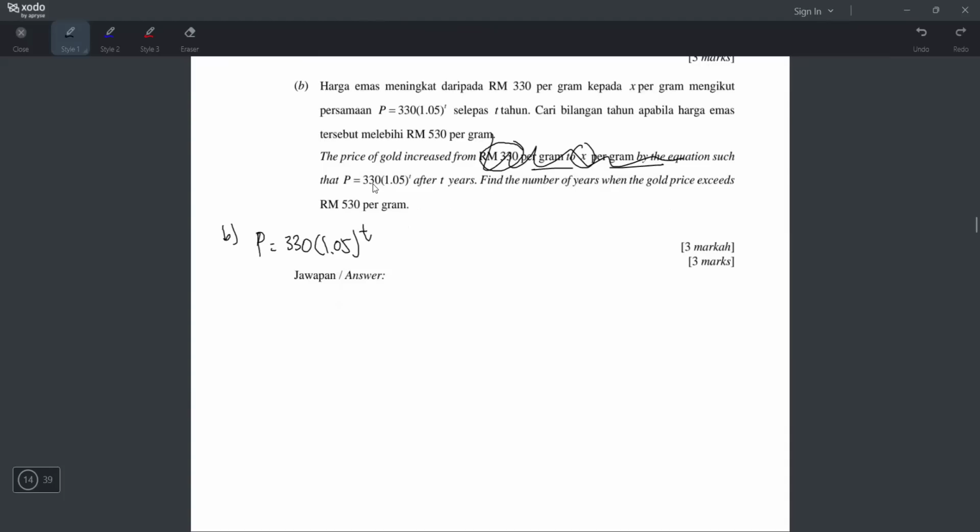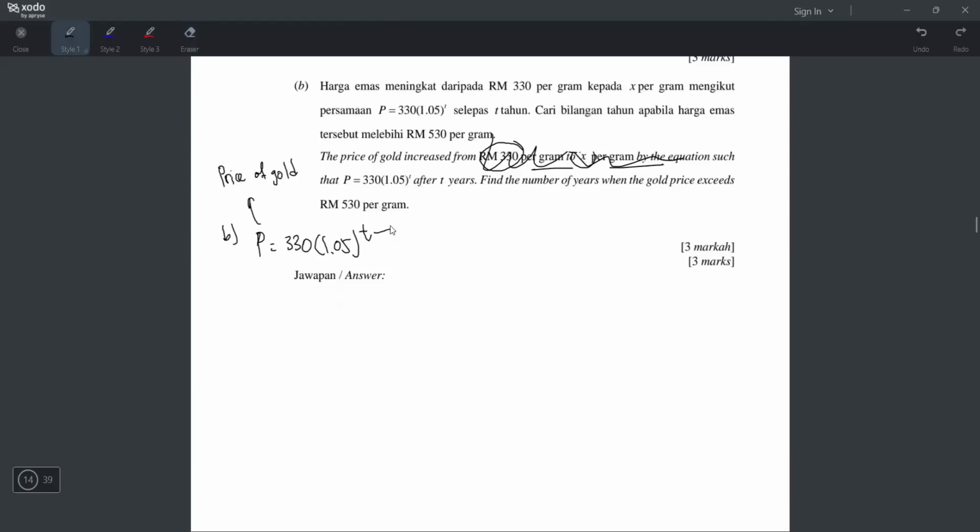So they say the price of gold increases, right? So P represents the price of gold. And the 330 is the original price. And you can see that it is multiplied by 1.05. It means multiplied by 105%, which means every year it increases by 5%. Every year increase 5%.